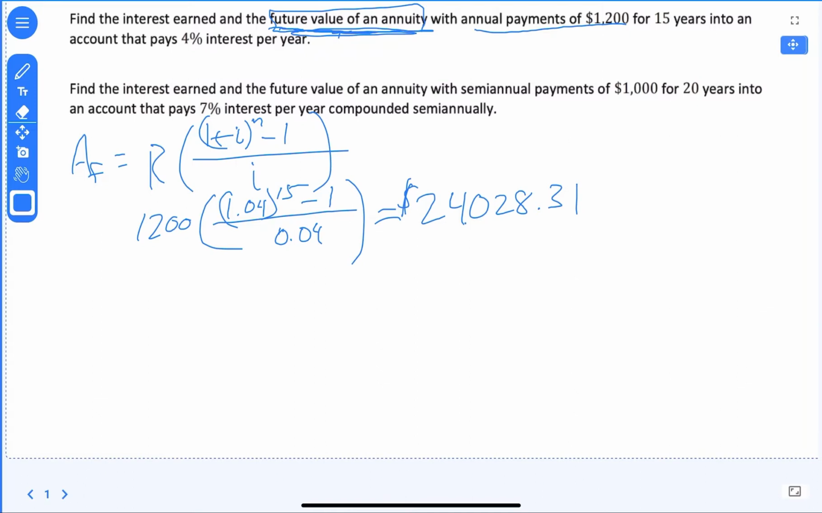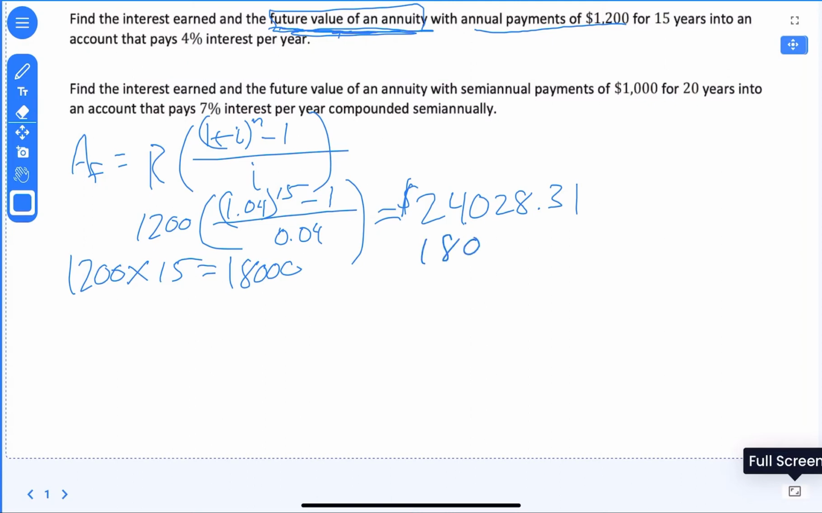How are you going to figure that out? You've got the total, so what do you need to subtract? You don't know the interest. You're figuring out the interest. So what else would you subtract? How much you put in, right? So you would say 1,200 times 15. Did I write that down? Yep, $18,000.